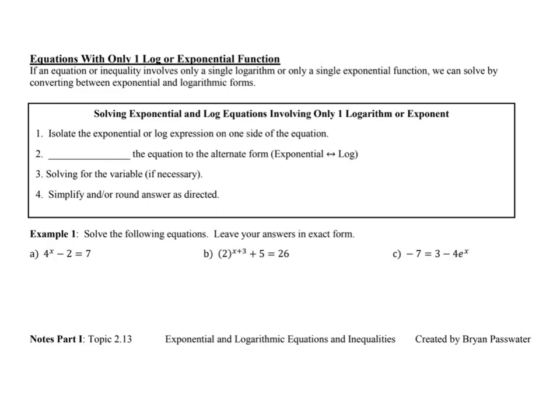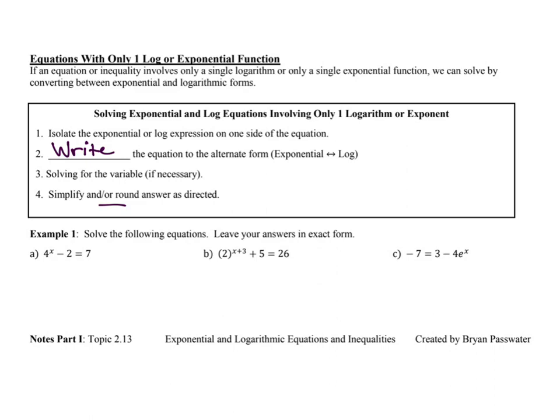Step 1 is to isolate the exponential or logarithmic expression on one side of the equation. You're going to isolate that one piece. And then it says write the equation in the alternate form. That's what you were doing, and sometimes you do it in your brain. If I see log base 2 of 8 to solve, I'm converting and saying 2 to what power makes 8? And you know it's 3. So convert to the other form and you can solve it. Solve for the variable. Simplify and or round answer as directed.